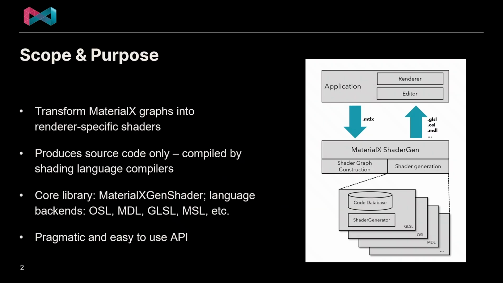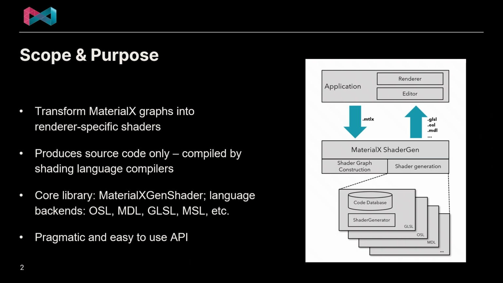ShaderGen is a system and an API to help applications turn MaterialX data into render-specific shader code. The goal here is to support many different renderers and architectures to make MaterialX transportable between applications, teams, and companies. The output is source code in a shading language, which is then compiled into executable code by a shading language compiler for each target architecture.